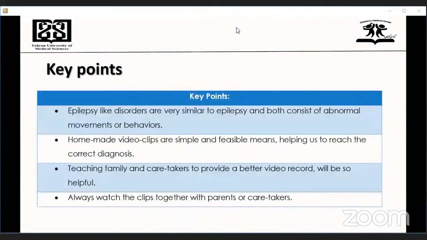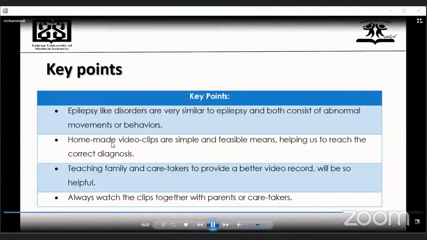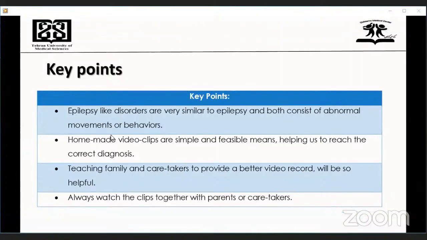And the key points in this story are that epilepsy-like disorders are very similar to epilepsy, and both consist of abnormal movements or behaviors. Homemade video clips are clinical means helping us to reach the correct diagnosis of this event, whether it's a seizure or a seizure-like disorder.